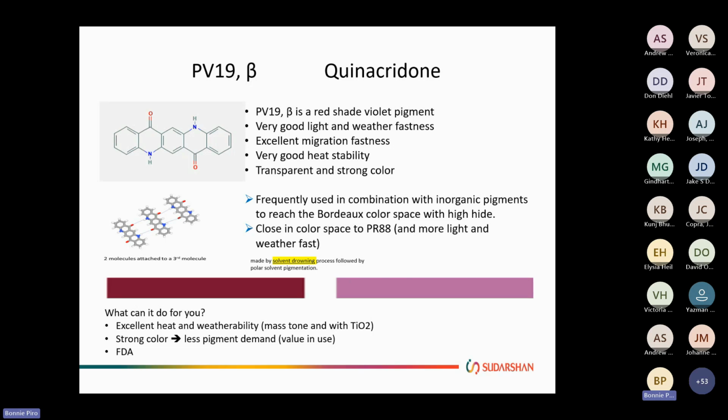This is something that is a very good use in combination with inorganic pigments, like I mentioned in an earlier slide with respect to some of the other pigments like the Pigment Red 264, to reach some of these other color spaces that also have high hiding along the way. I mentioned that it does have a stronger color versus the gamma version. So there's potentially additional value in use there by using less pigment.